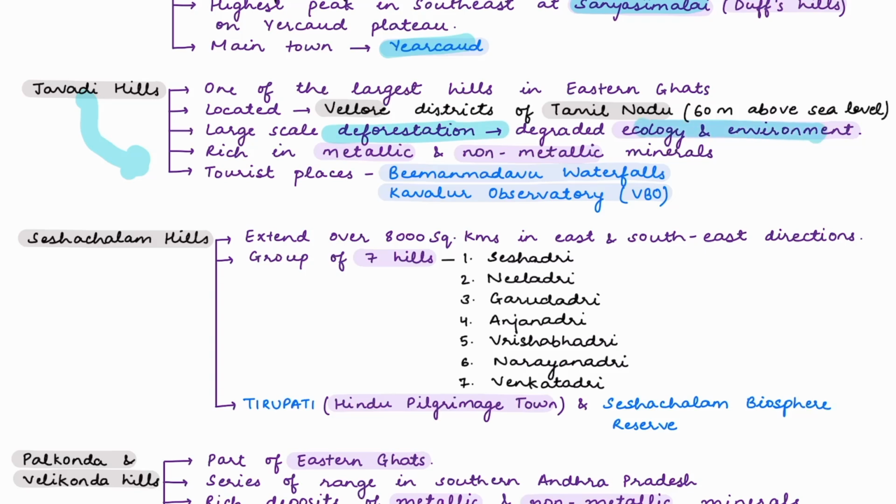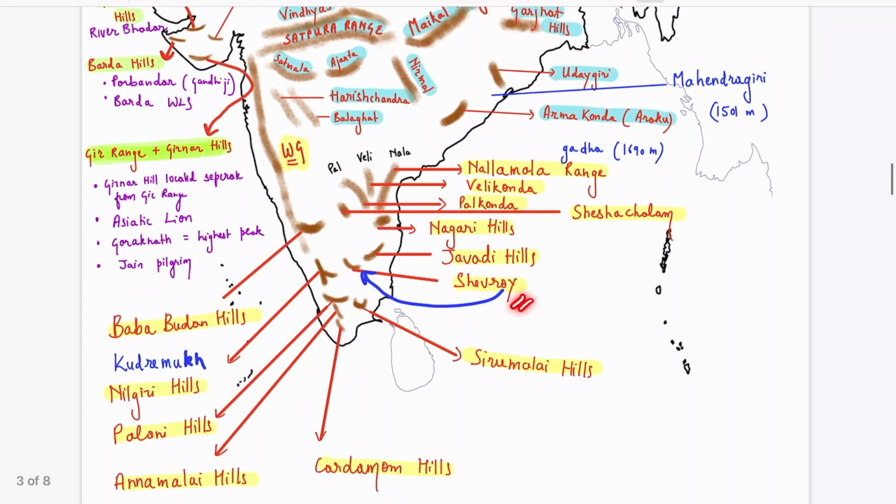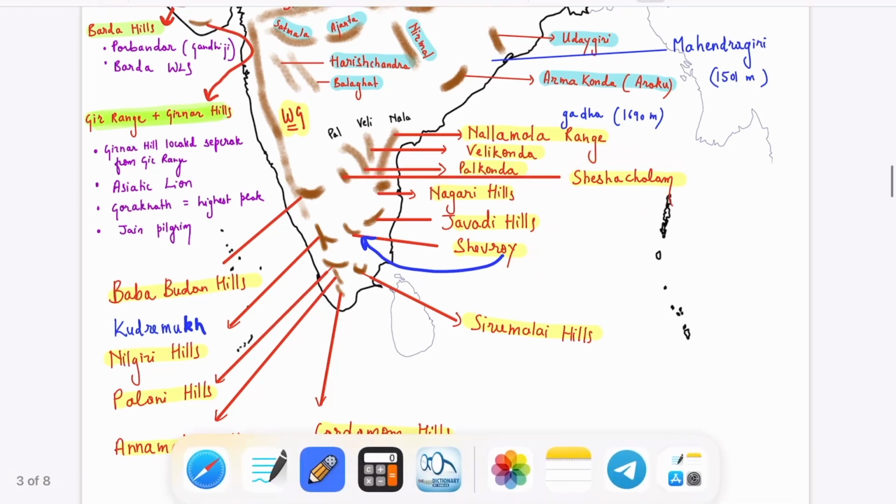And one very important tourist destination there is the Kavalur Observatory, and then there are the Bhimandavavu waterfalls here. After that, we have seen the Chevrolet, we have seen the Javadi, and then the next important one is the Shesha Chalam.